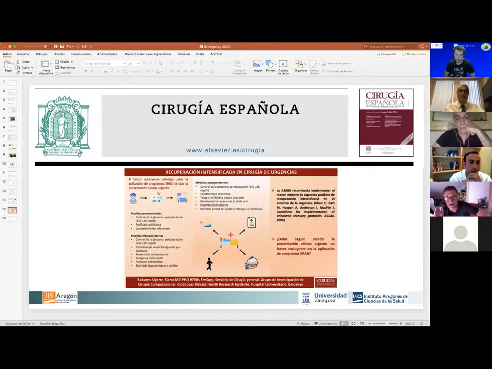And this is a cornerstone point. It is not a question of whether or not to have an ERAS protocol. It's a question of guideline recommendation. So you should tailor the recommendation to any particular case, being urgent or not.